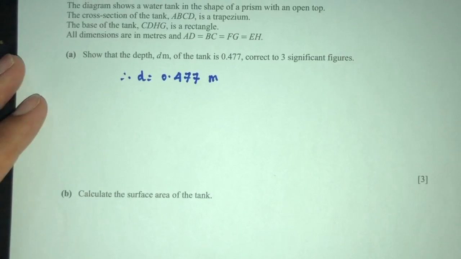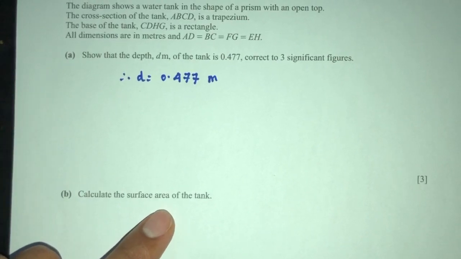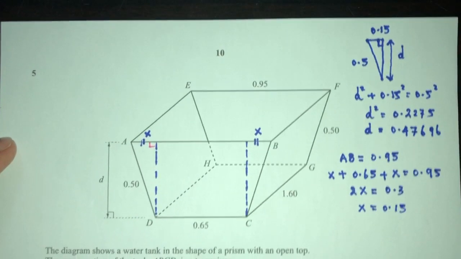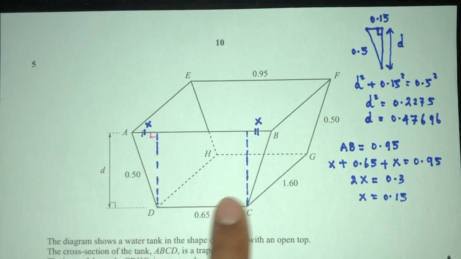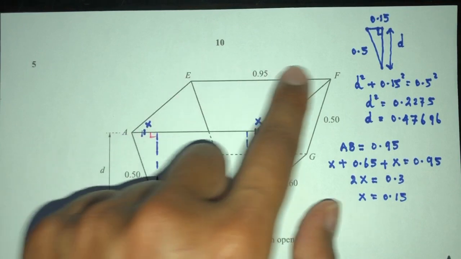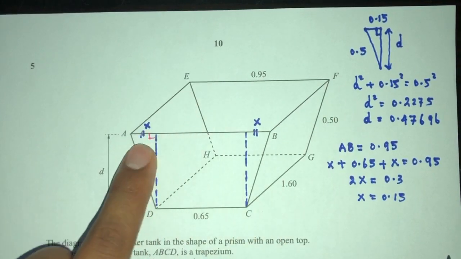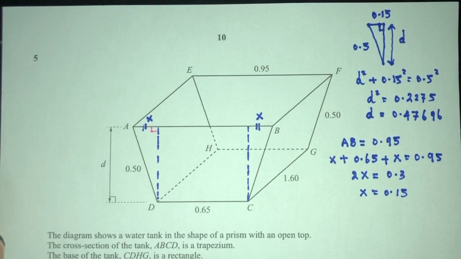Now for part B, we have to find out the surface area of the tank. Obviously we understand the tank is open, so we don't have the top surface, but we have the rest. We have this one, and at the back, same thing, 2, 3, 4, and 5 surfaces in total. So how would you find the surface area of this?